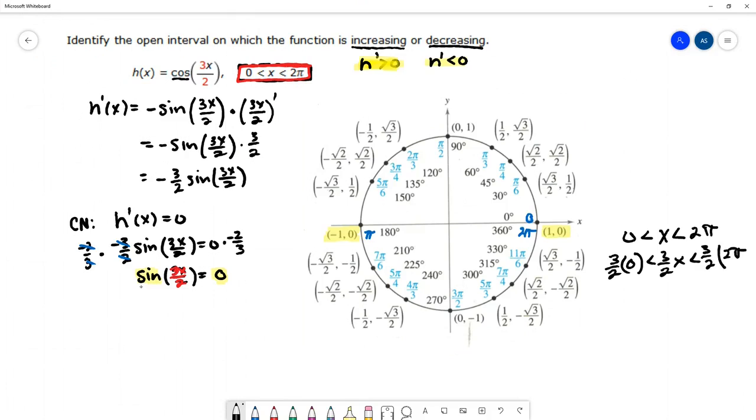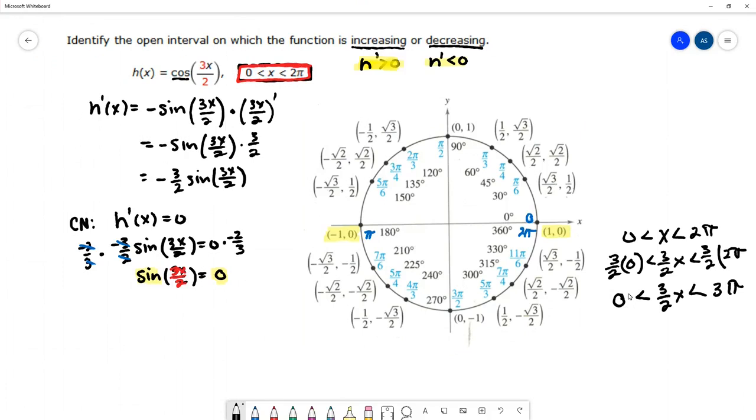And we have 3 over 2 times 0 is 0. In the middle, we have 3 over 2x. And then here we have 3 over 2 times 2 pi. The 2's cancel, and we get 3 pi. So although x is limited between 0 and 2 pi, this angle is limited between 0 and 3 pi.